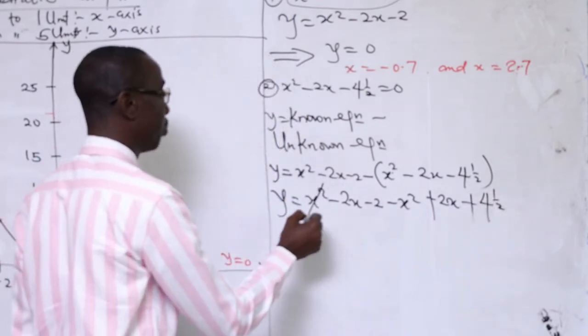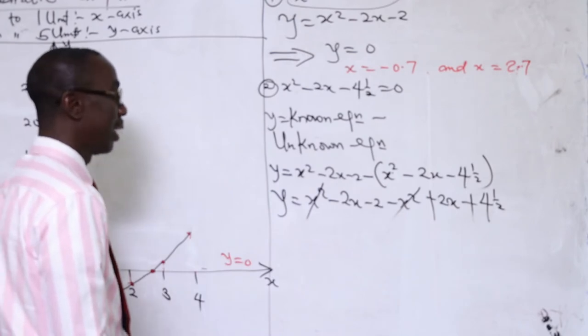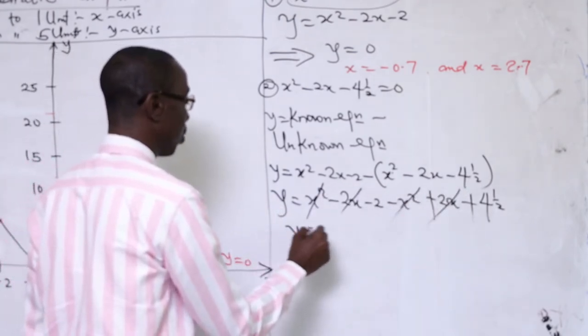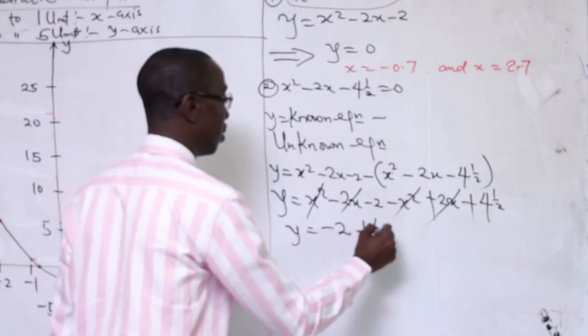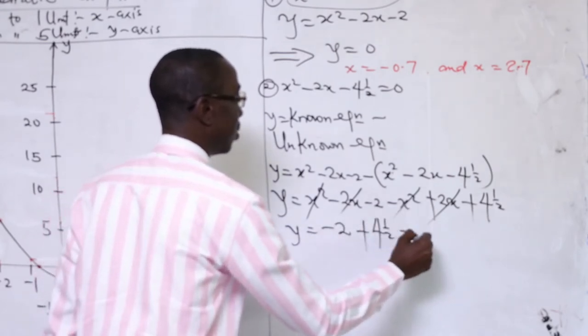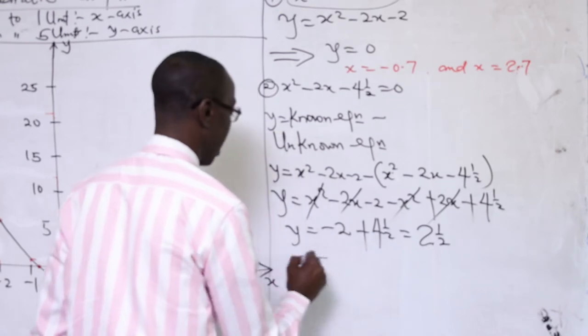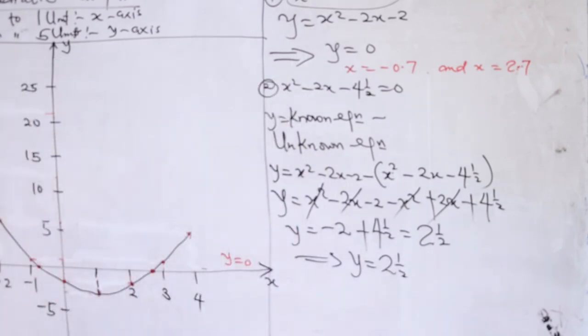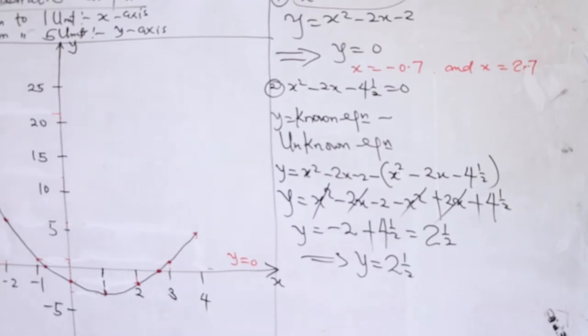Simplifying further, this will take this, this will also take this. Then I will have y is equal to minus 2 plus 4 and a half. What's that? 2 and a half. It implies that y is equal to 2 and a half. What does this mean? It means you have to locate where y is equal to 2.5 on the y axis.